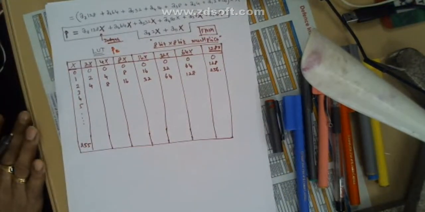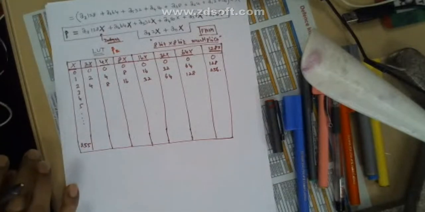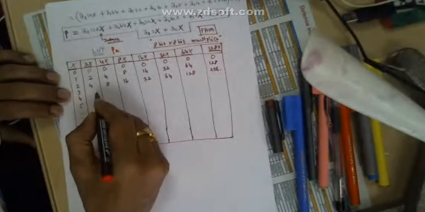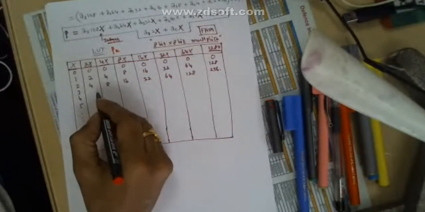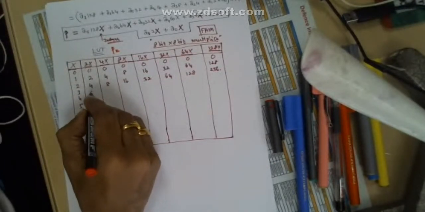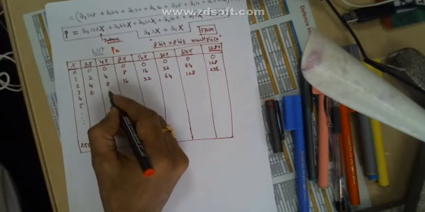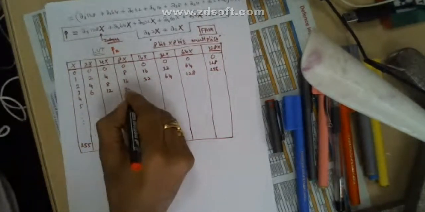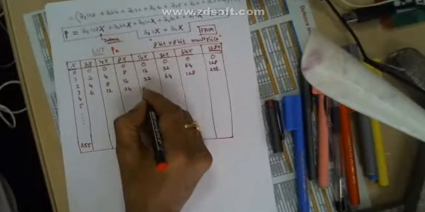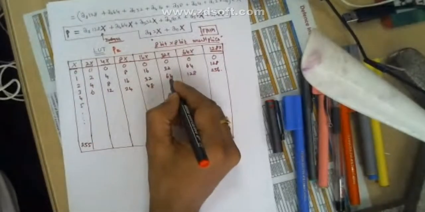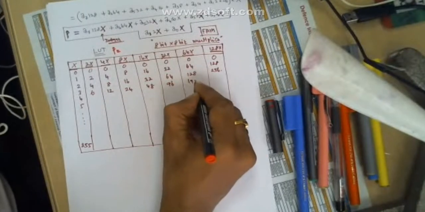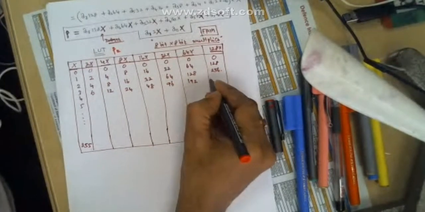256. You understood, no? So like that you fill up for 3, 4 and 5. Fill up 3, 4, 5. For 3: 6, 12, 24, 48, 96, 192, 384.